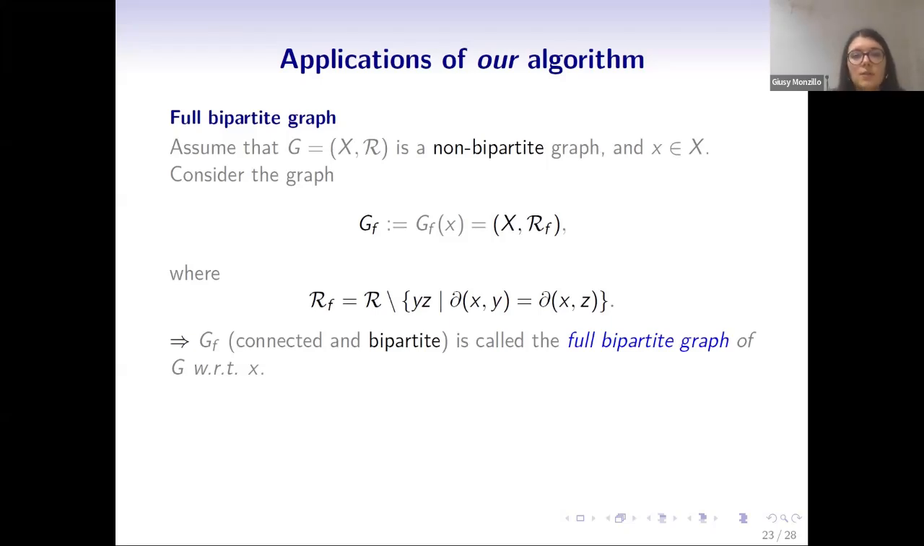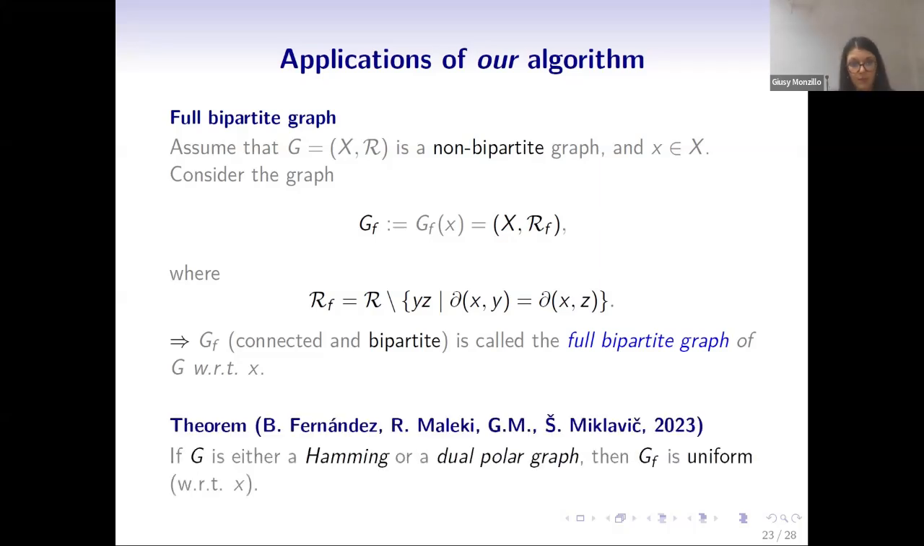Consider G non-bipartite, fix a vertex X, and then define this graph, G^F. The set of vertices is the same as for G, but the set of edges, R^F, is obtained from R by removing all the edges that have endpoints at the same distance from X. Once we fix X, we can always imagine this partition of the set of vertices, so we have these layers, and in each of these layers we are deleting the edges. Now maybe you see better that by construction G^F is still connected. Now it's a bipartite graph, and we call it the full bipartite graph of G with respect to X.